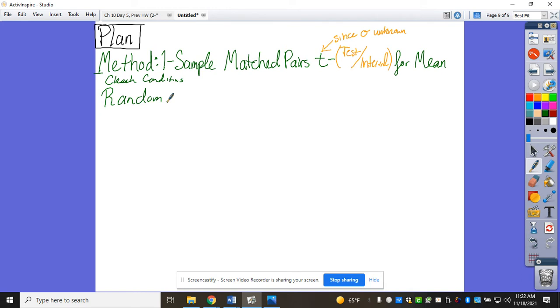Now, this one actually is a tiny bit different. When are we doing a matched pairs? We are doing matched pairs if we are conducting a what? If we are conducting an experiment, which one of these am I going to be dealing with? So, random assignment. And then there's no good way to write this because it's going to change with context every time.